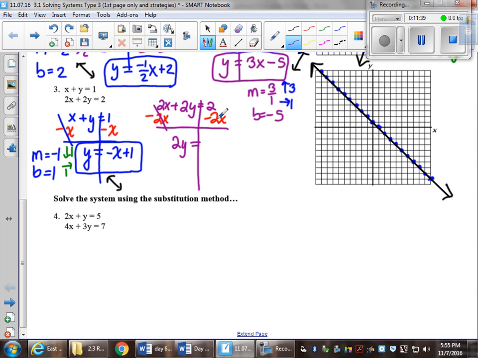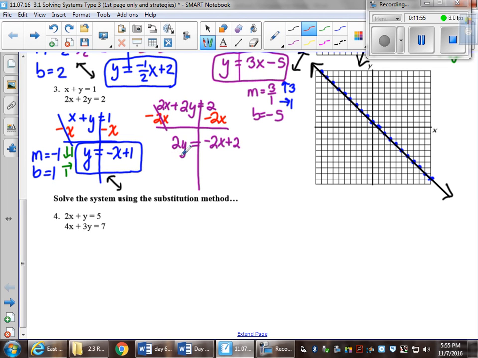Now, this is why it's really important to not drop our variables, because if you dropped x, it would look like you could do 2 minus 2 is 0, and that's not what this says. This is 2 minus 2x. Those are not like terms. So I bring down negative 2x plus 2.